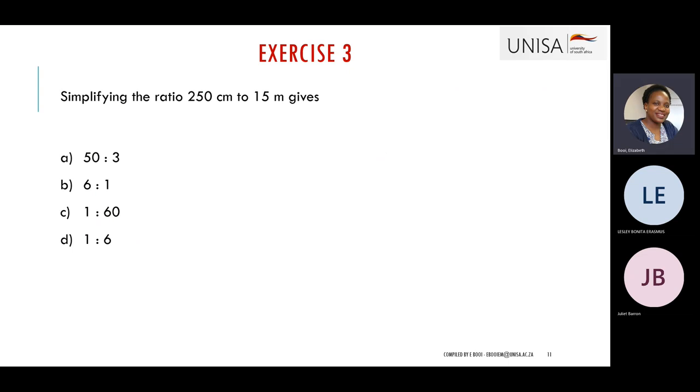So sometimes you get ratios even when you calculate measurements. Simplify the ratio of 250 centimeters to 15 meters. Now, you must pay attention to what you are given in terms of units. We did this last time. So you need to at least convert one to the other, either centimeters to meters or meters to centimeters.